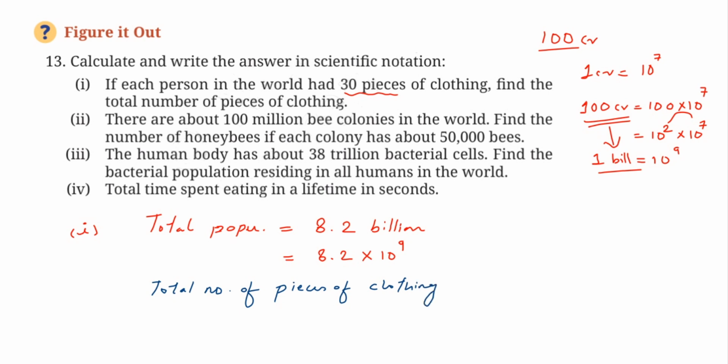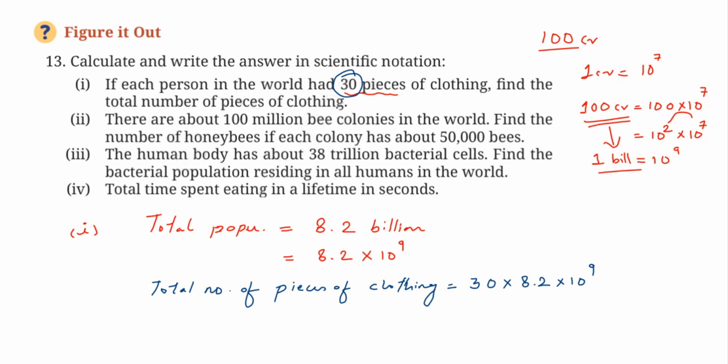Sorry for handwriting, it's difficult to write with the mouse. So this is equal to each person has 30 pieces. This means 30 times, there are a total of 8.2 billion people. 8.2 billion we can write as 8.2 times 10 to the power 9. Now here we have to multiply these two numbers.